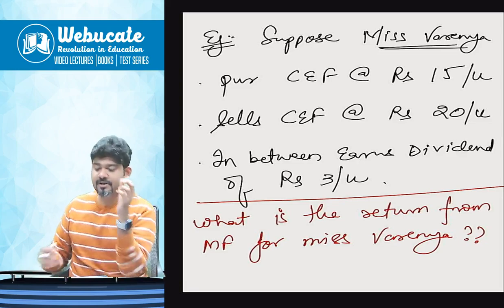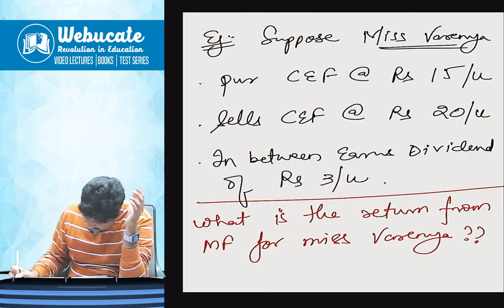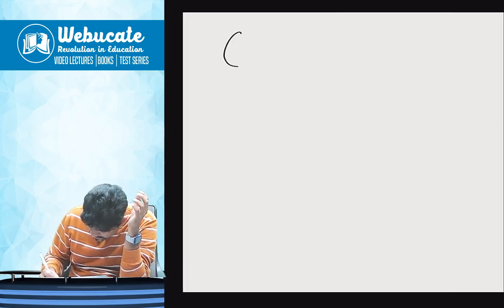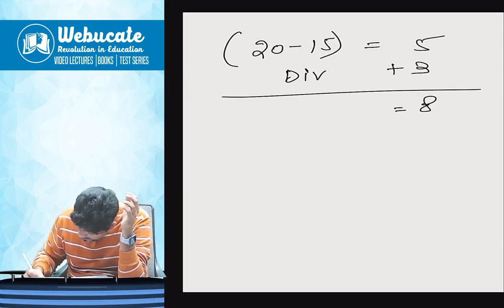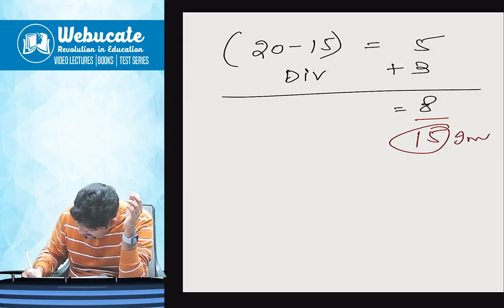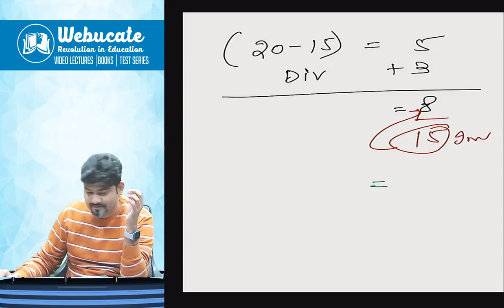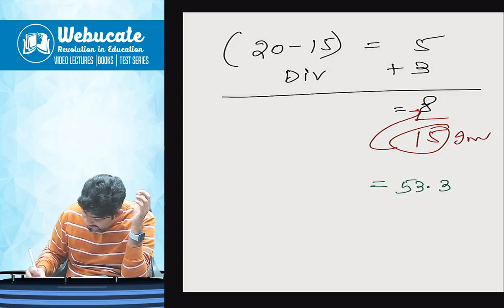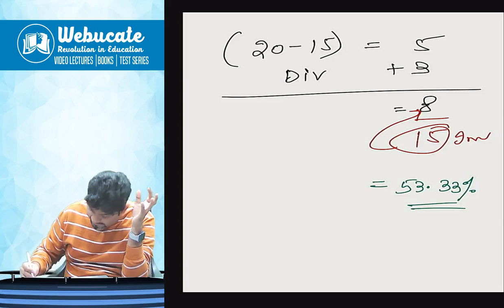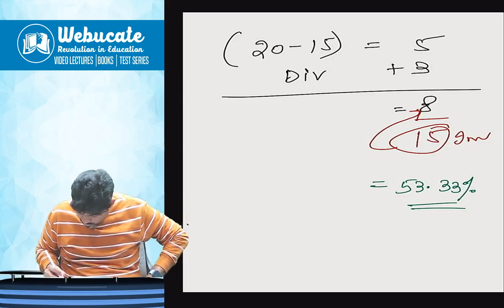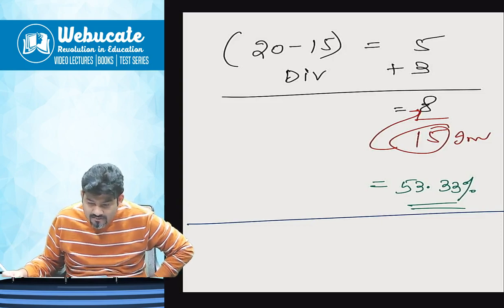Okay, you are saying 8 per unit. Agreed. I am asking you in terms of percentage. So you will say that, see, you had purchased it at 15. So 20 minus 15, 5 rupees plus dividend, 3 rupees. So you have earned 8 rupees. How much did you invest? Can I say 15 was your investment? On that, you have earned 8 rupees. So this will be equal to 8 divided by 15, 53.33%. Am I right, everybody? Guys, are you understanding?